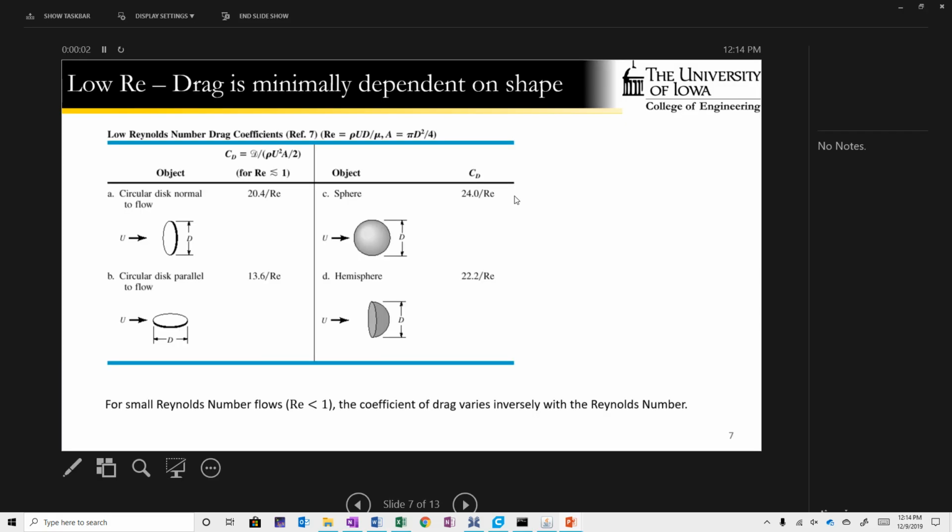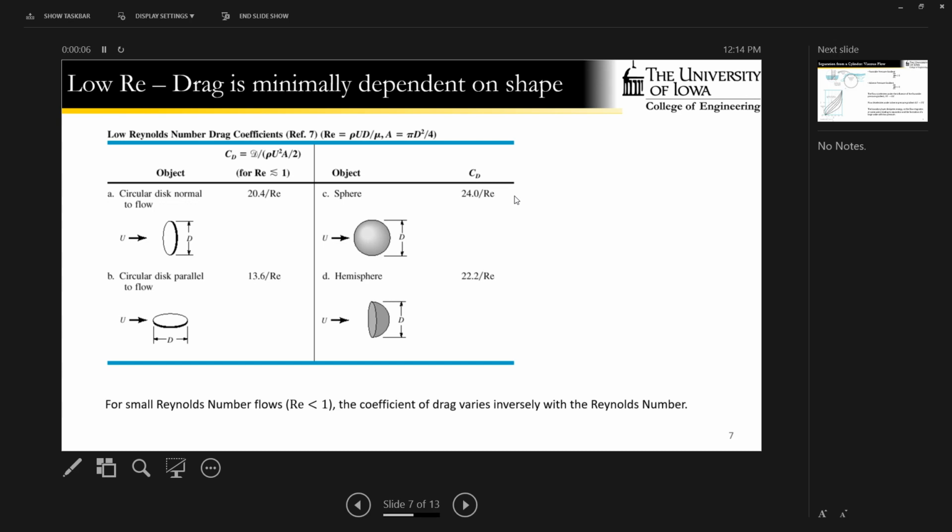So elsewhere in your book, I should say, you have now low Reynolds number drag coefficients. And what you'll notice here is that the value of those drag coefficients is highly dependent on the Reynolds number. It's inversely proportional to the Reynolds number, but not nearly as dependent on the actual shape of the object. So a circular disk normal to the flow relative to a hemisphere relative to a sphere, they're off by, it's a 20.4 over Reynolds number up to a 24 over Reynolds number. So it's not super shape dependent, but it is highly Reynolds number dependent.